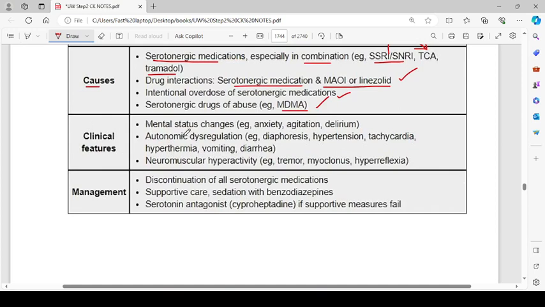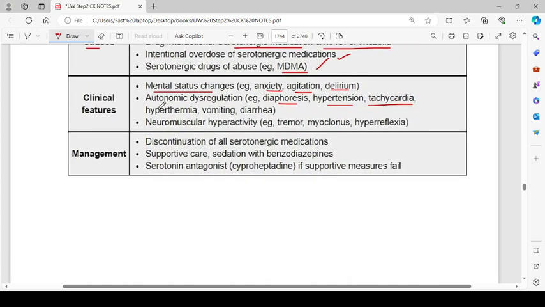The clinical features will be mental status changes like anxiety, agitation, and delirium. Autonomic dysregulation like diaphoresis, hypertension, and tachycardia. Hyperthermia, vomiting, and diarrhea. Neuromuscular hyperactivity will include tremor, myoclonus, and hyperreflexia.